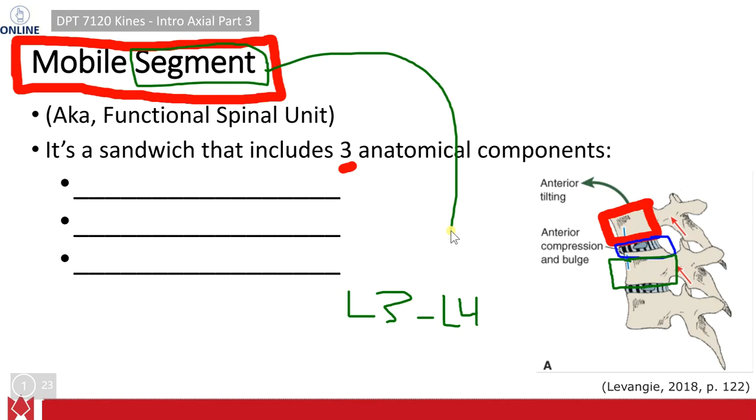As you look at different things, we're going to say there's a disc herniation at the L3-4, or there's some issue with movement at 3-4. These are common abbreviations we're going to use, and in documentation we're going to say there's hypomobility or hypermobility or some anatomical change at 3-4. But that's referring to the mobile segment.